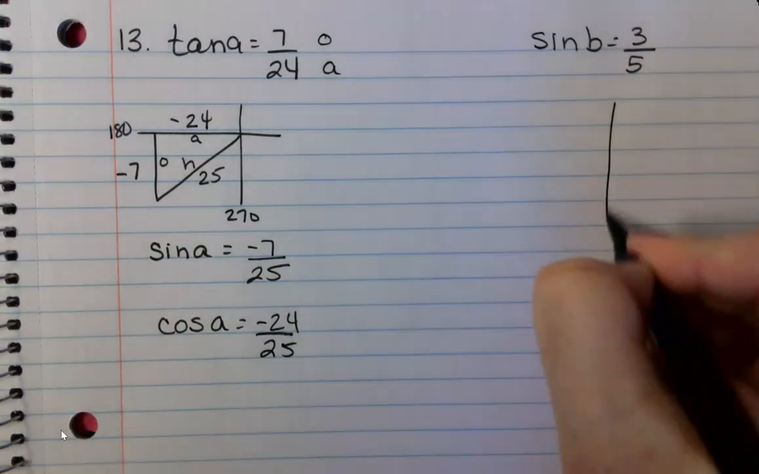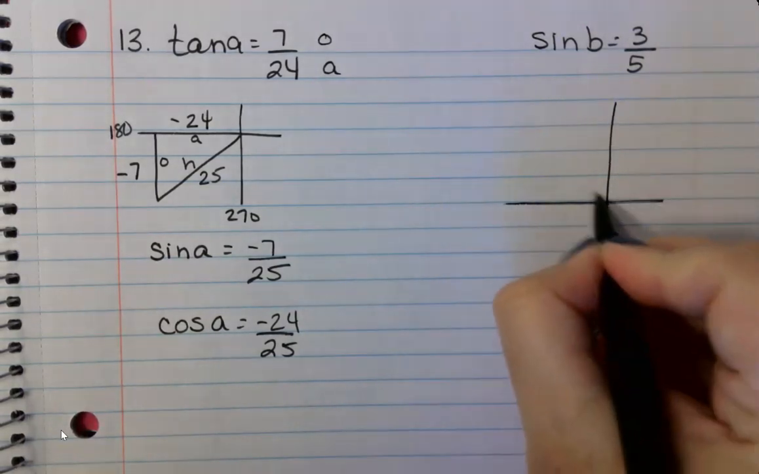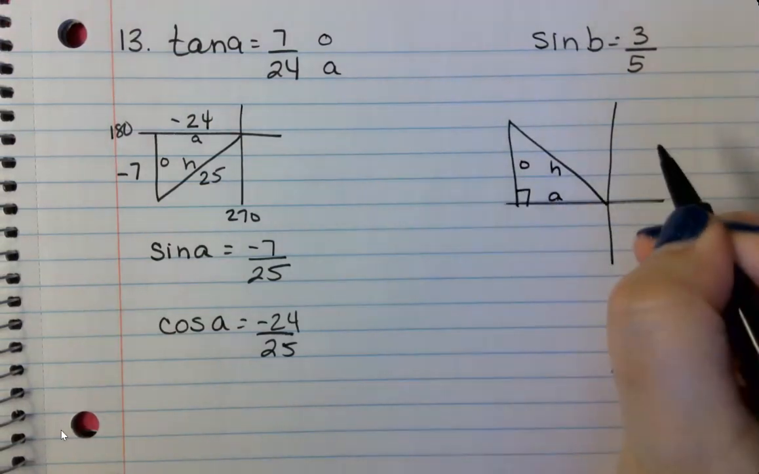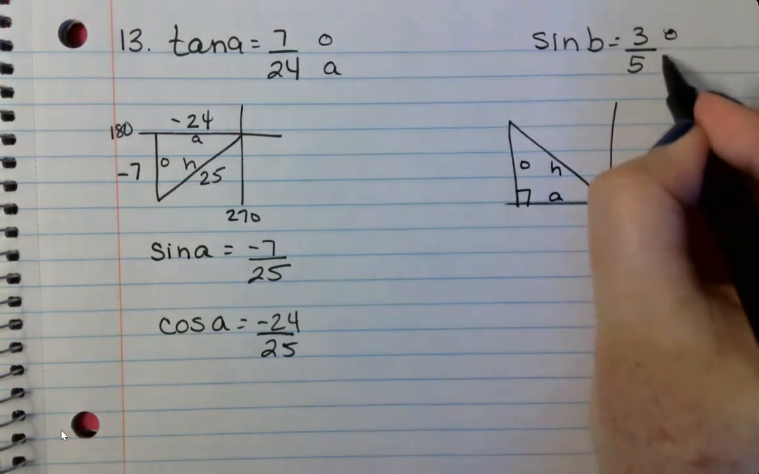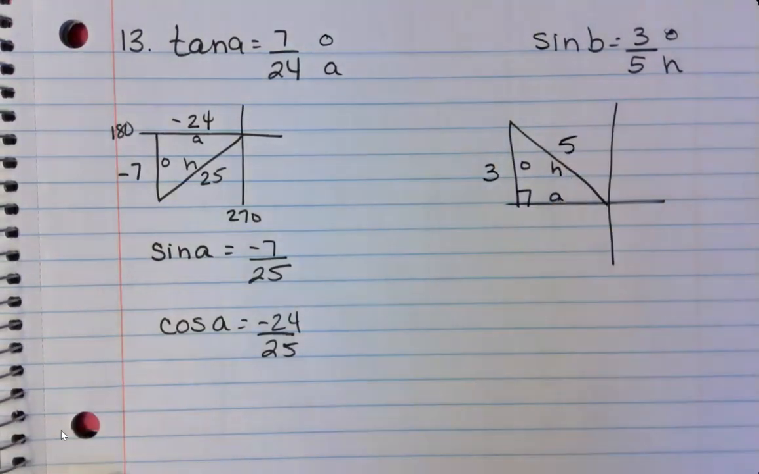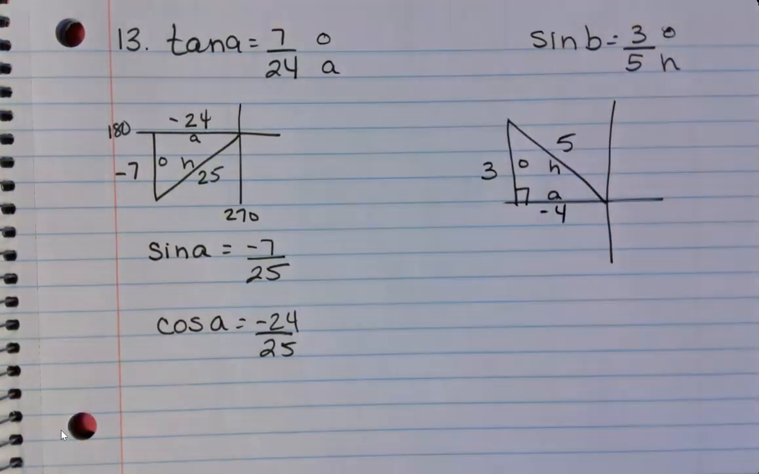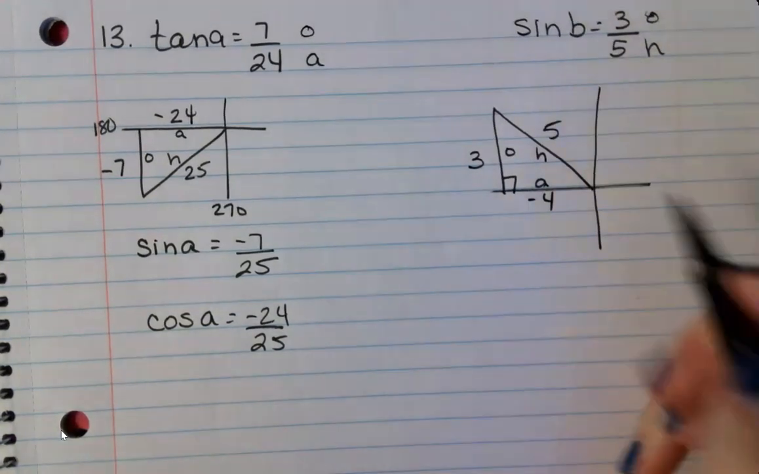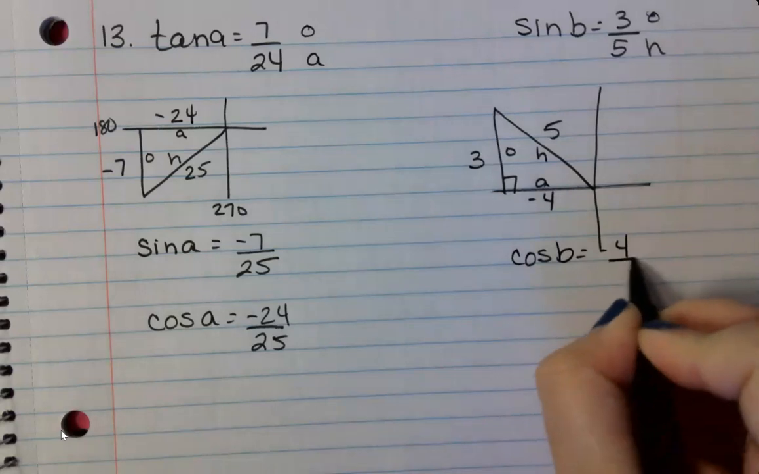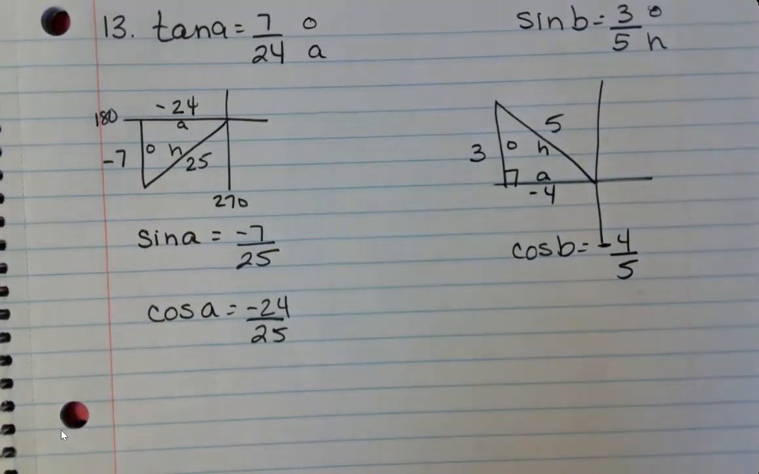Okay, now we're at 13. This one's going to be in quadrant 2. A, O, H. So O over H, so this is 3 over 5. And this is a 3, 4, 5 triangle, so negative 4. We have sine, so here's our cosine of B, which is negative 4 over 5. There's a negative.